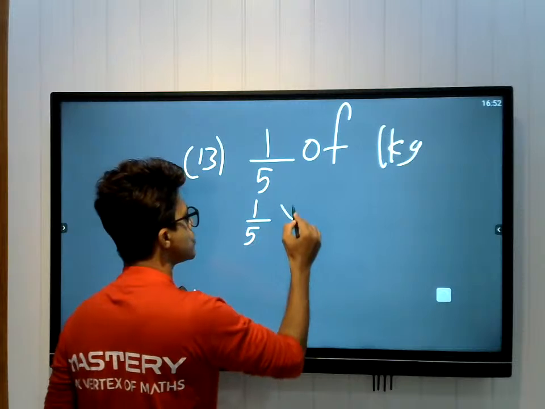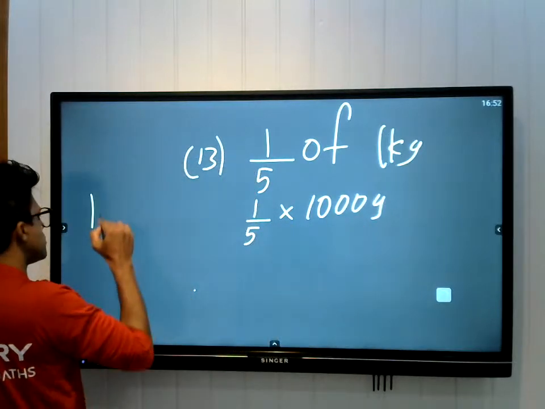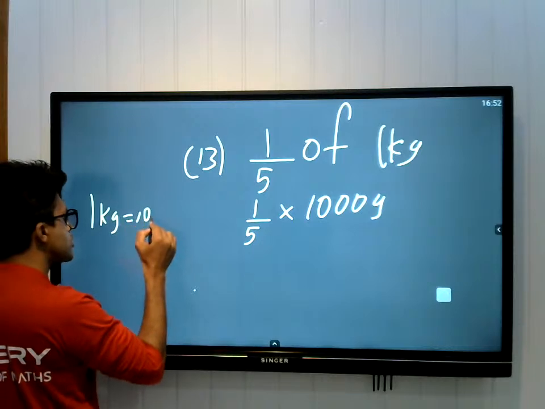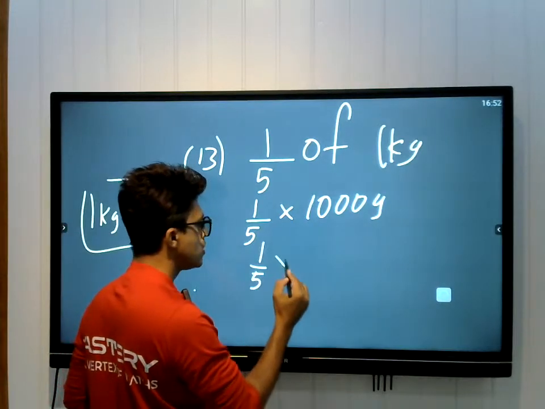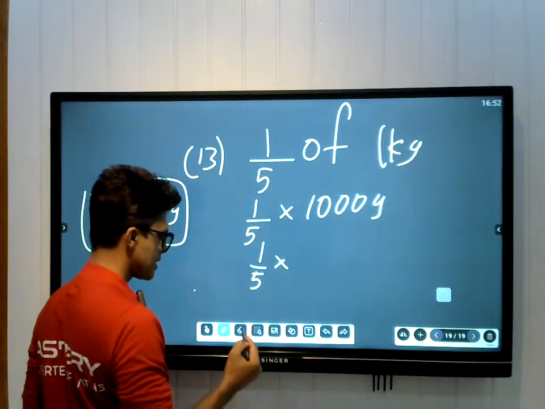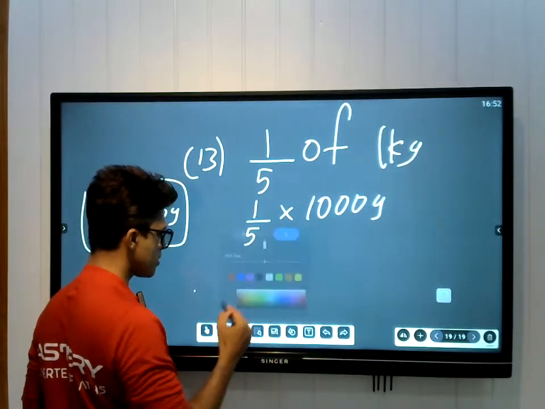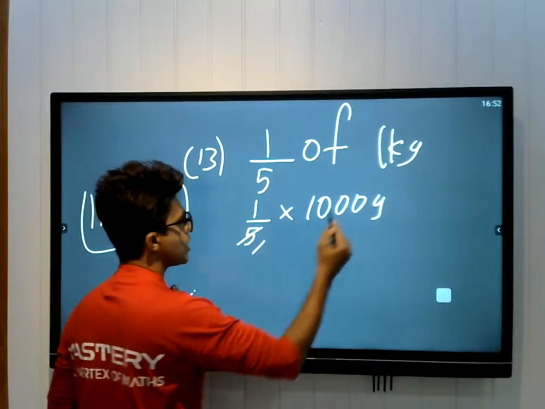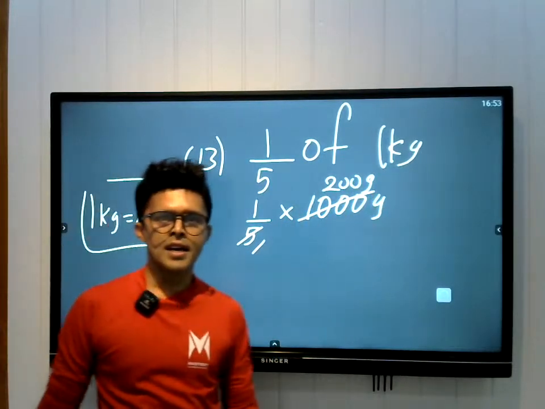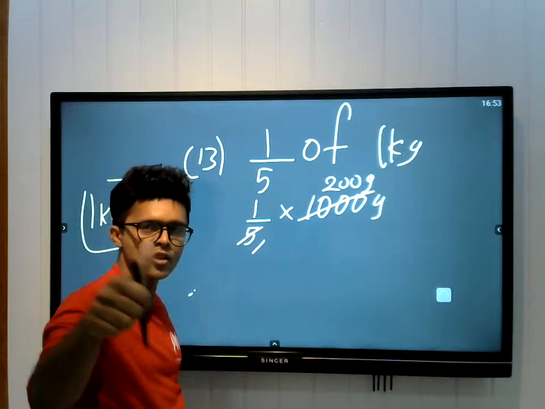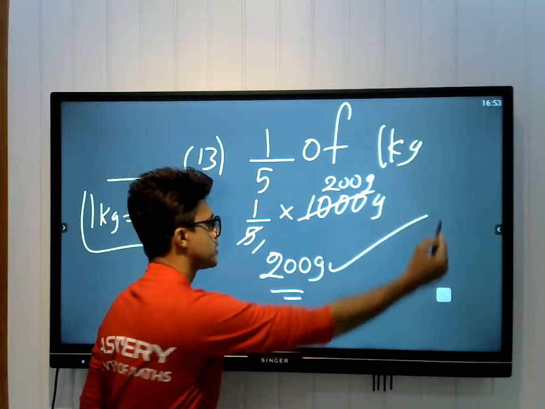1 kg equals 1000 grams. So 1/5 of 1000 grams: we divide 1000 into 5 parts, which gives 200. Yes, really good. I could see your answers. 200 grams. Nice.